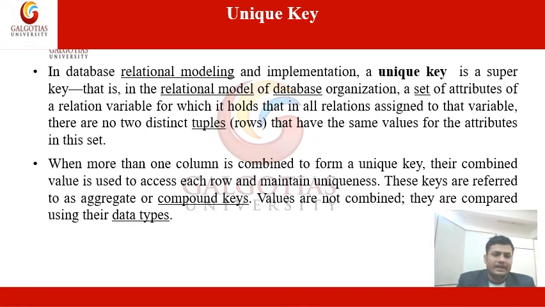Okay, when more than one column is combined to form a unique key, their combined value is used to access each row and maintain uniqueness. These keys are referred to as aggregate or compound keys. Values are not combined; they are compared using their data types.